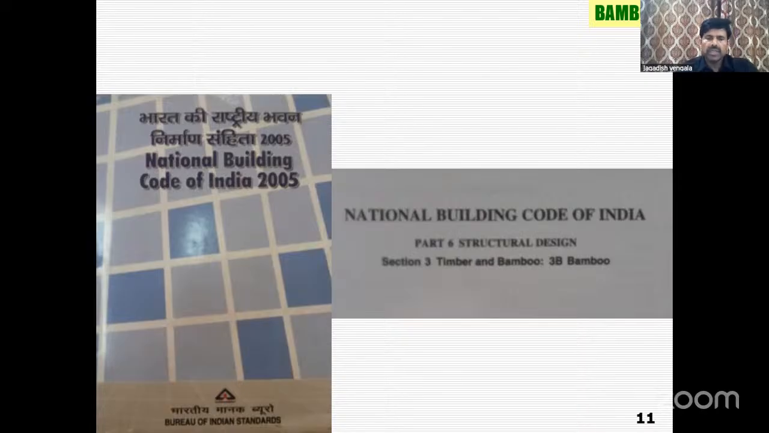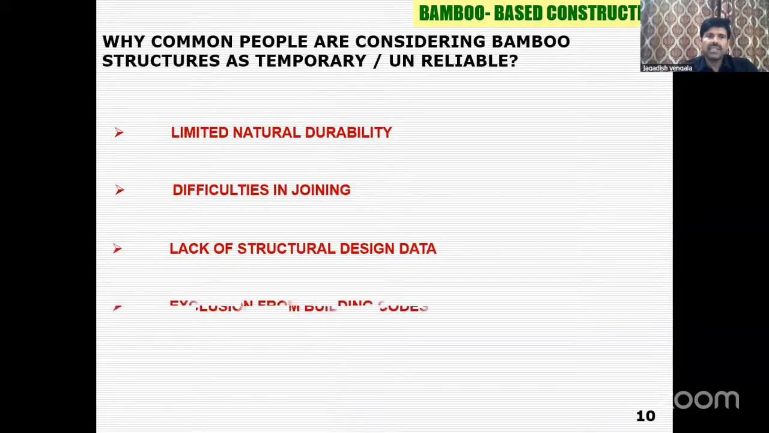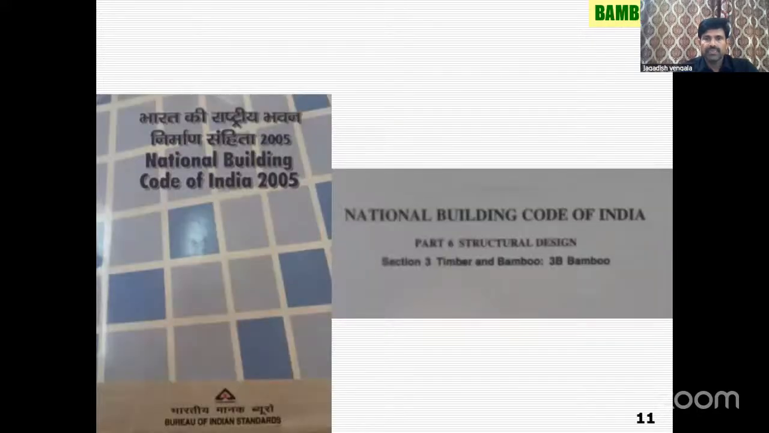So all the bamboo species and their properties are covered. 2016, sorry, NBC 2016 is a little more refined version. So from 2005 onwards, bamboo is included in the building code. On the previous slide I mentioned limited natural durability, which has also been addressed by a number of organizations working on increasing natural durability by preservative treatments, and a lot of work has been done on joinery. Various organizations came out with a lot of structural design data, which was included in both the 2005 and 2016 parts of the National Building Code of India.